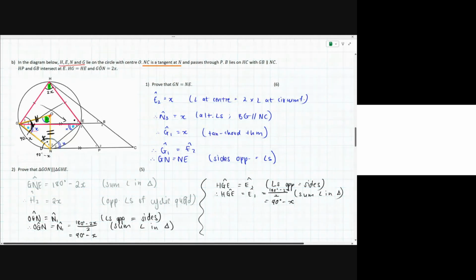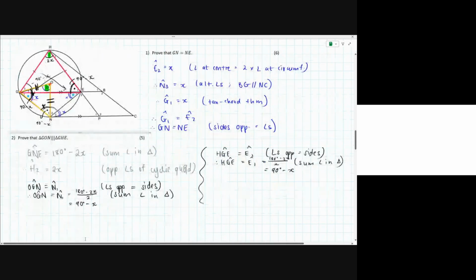And so what we've got is the same angles equal in our two similar triangles. And so we have essentially proven similarity. Obviously, we'll write it out nicely now. So now we state in which triangle. So in triangle GON and triangle GHE, we now write down our statement. So we know that angle GON is equal to angle H2 because they're both equal to 2x because I've proven that.